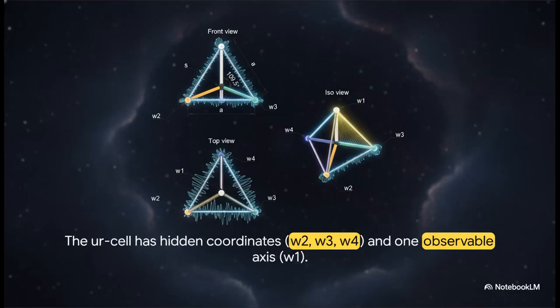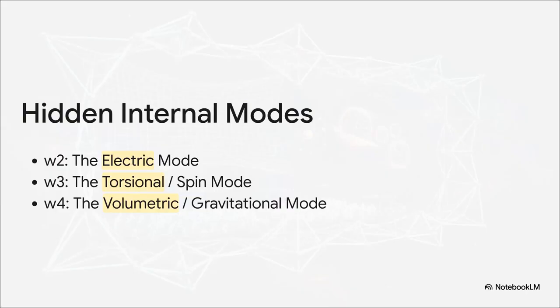Now, the really cool thing about this cell is its hidden internal life. It has three internal coordinates. You can think of them as modes of vibration, labeled W2, W3, and W4. But here's the catch, and this is crucial: we can't see them directly. They're not directly observable. We can only see what they're doing through their projection onto a single observable axis called W1. And get this, each of these hidden modes corresponds to a different kind of physical reality.